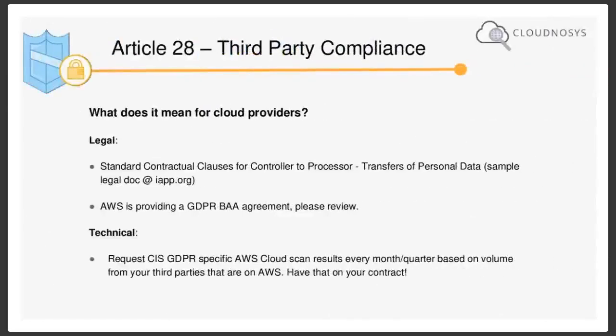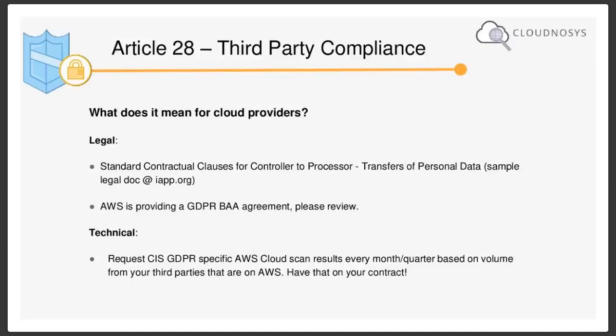Article 28 is about third-party compliance. I also want to touch on this, because we have had recent breaches going through a third-party process, where it's not you, but a third-party company that you allowed into your cloud network, and the hacker came through their network and jumped to your network.